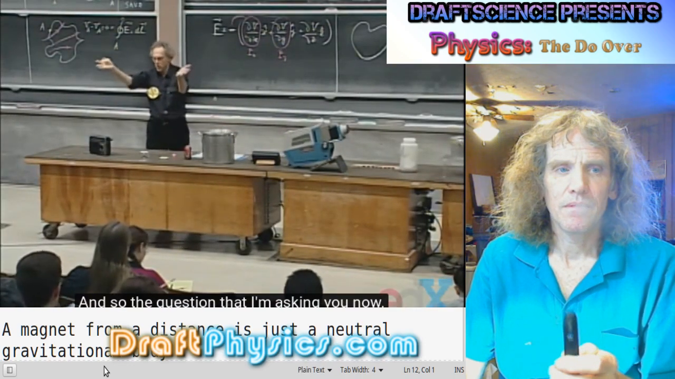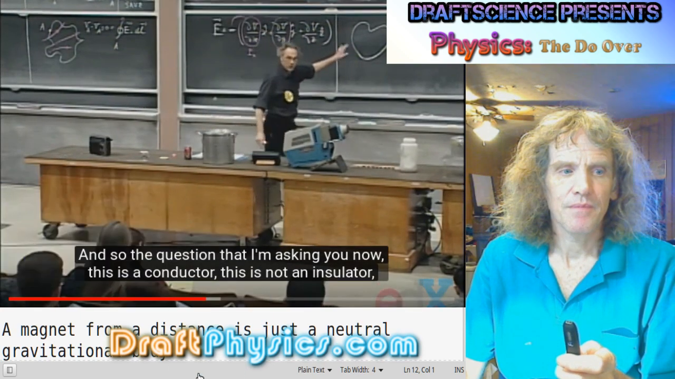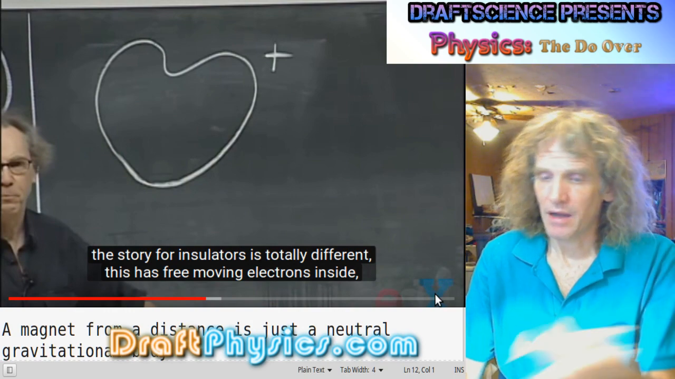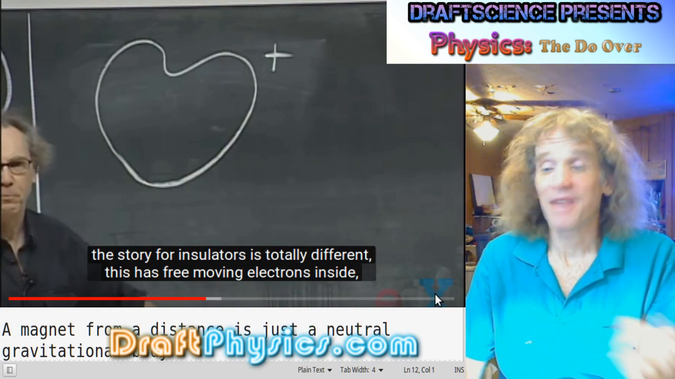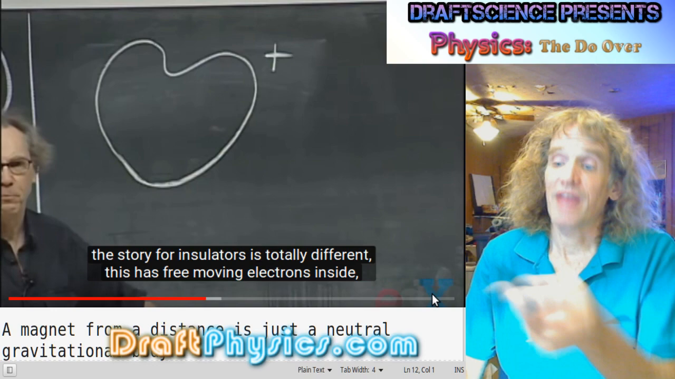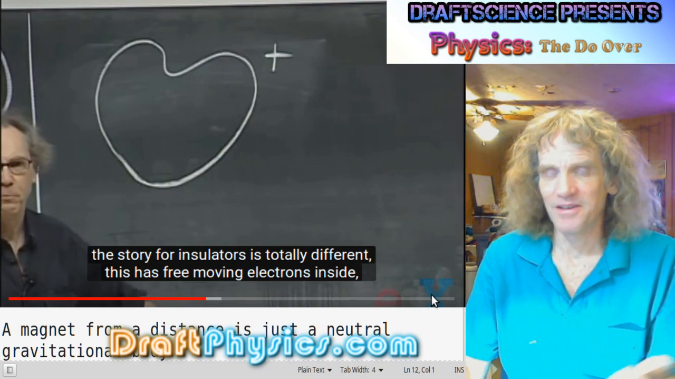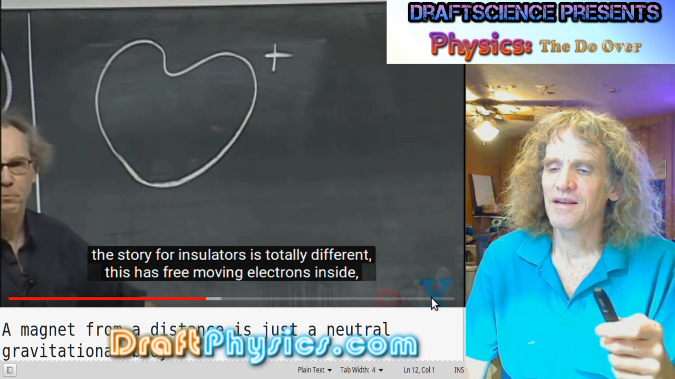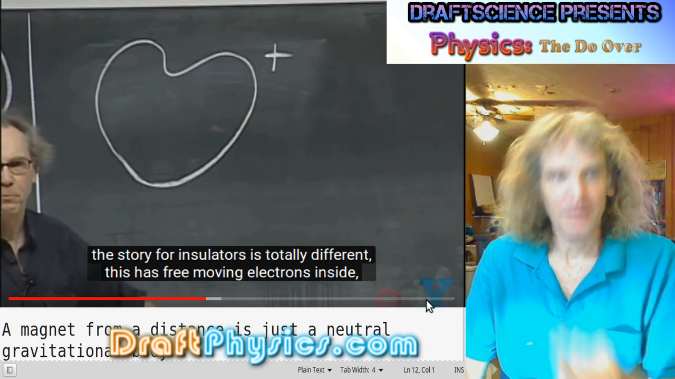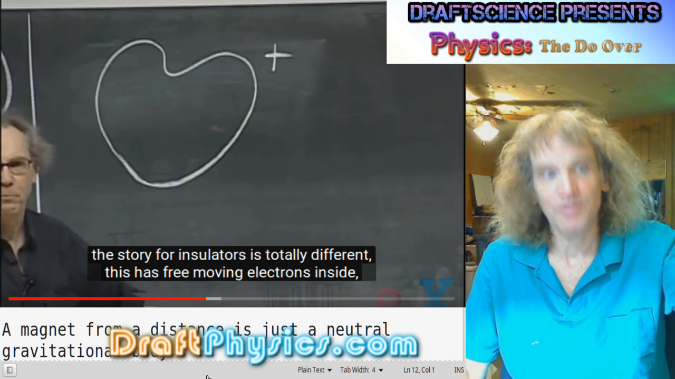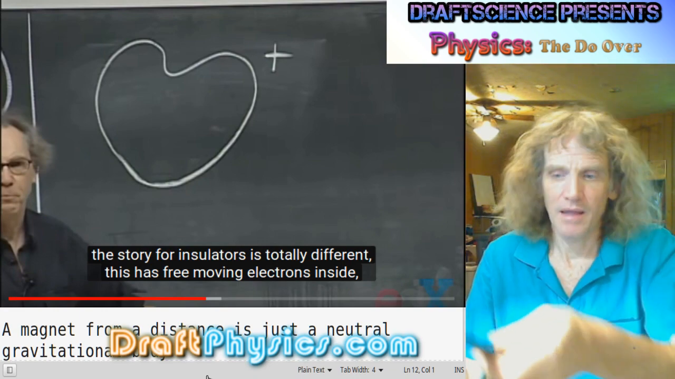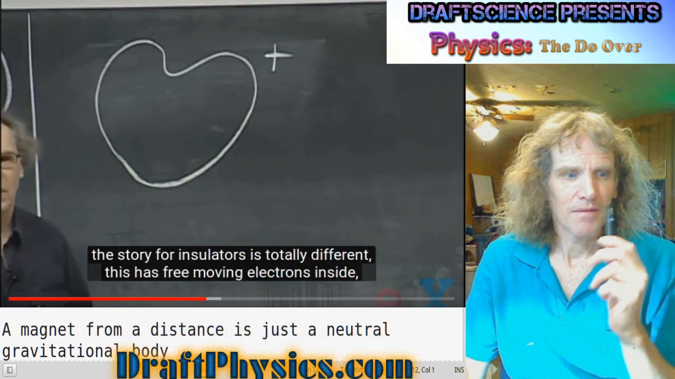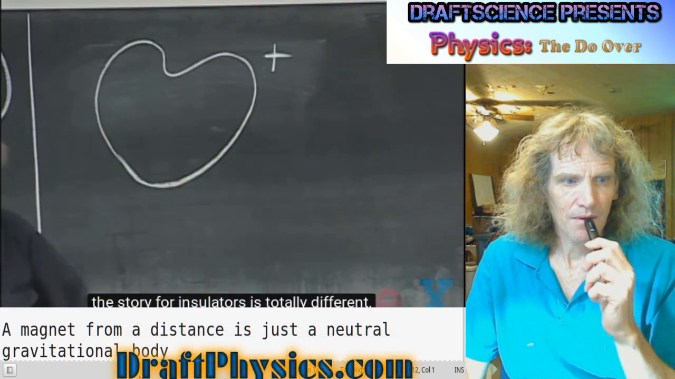And so the question that I'm asking you now, this is a conductor, this is not an insulator. The story for insulators is totally different. So he's put a bunch of negative ions, right? Well, negative ions would be ones with extra electrons. Oh, geez, see, this is so bad. So he's put positive ions on there, right, to match the positive, which means they're the small atoms missing electrons. This has free moving electrons inside.